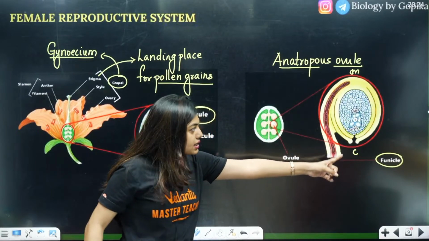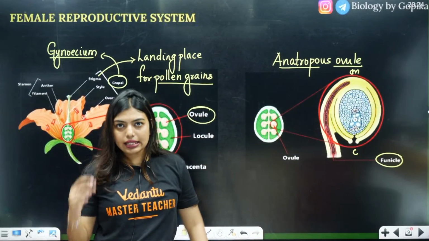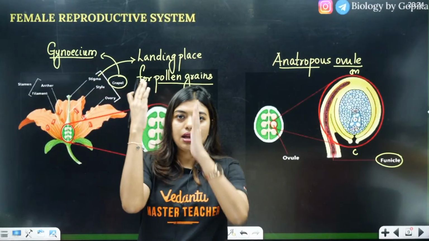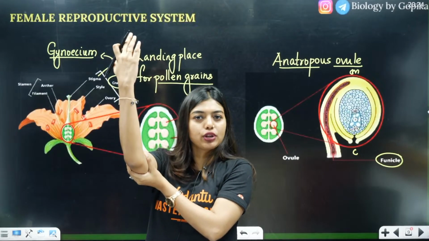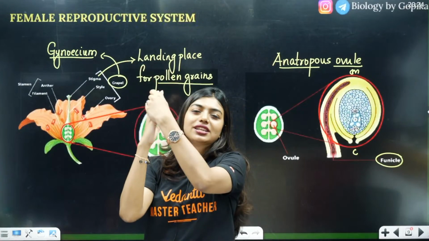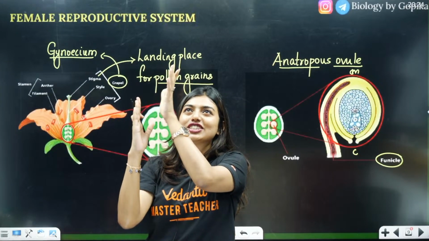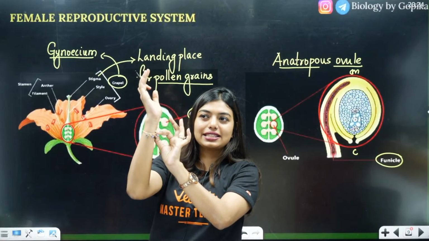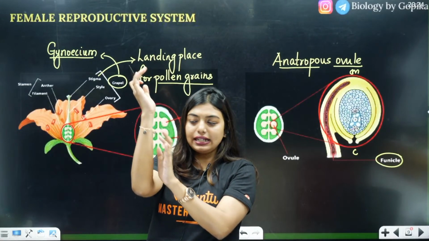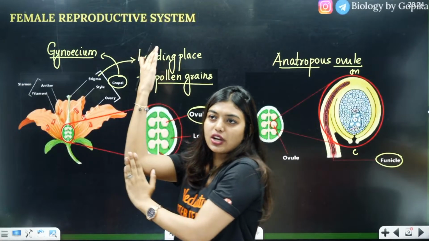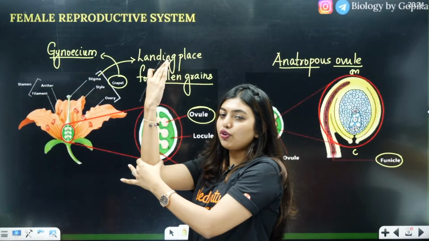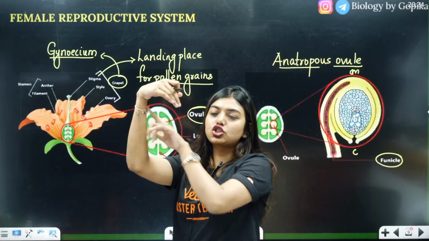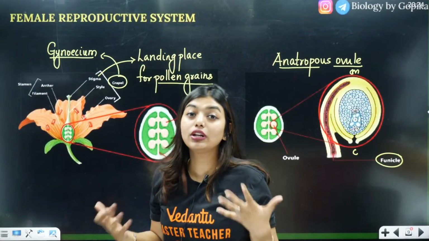Are they in the same line? Let's say this is the chalazal end, this is the micropylar end, and this is the funicle. Now this is in a straight line, right? Everything is aligning with each other. But imagine the funicle went to that side. Only these two are coming in a straight line. That time we can call it an anatropous ovule.